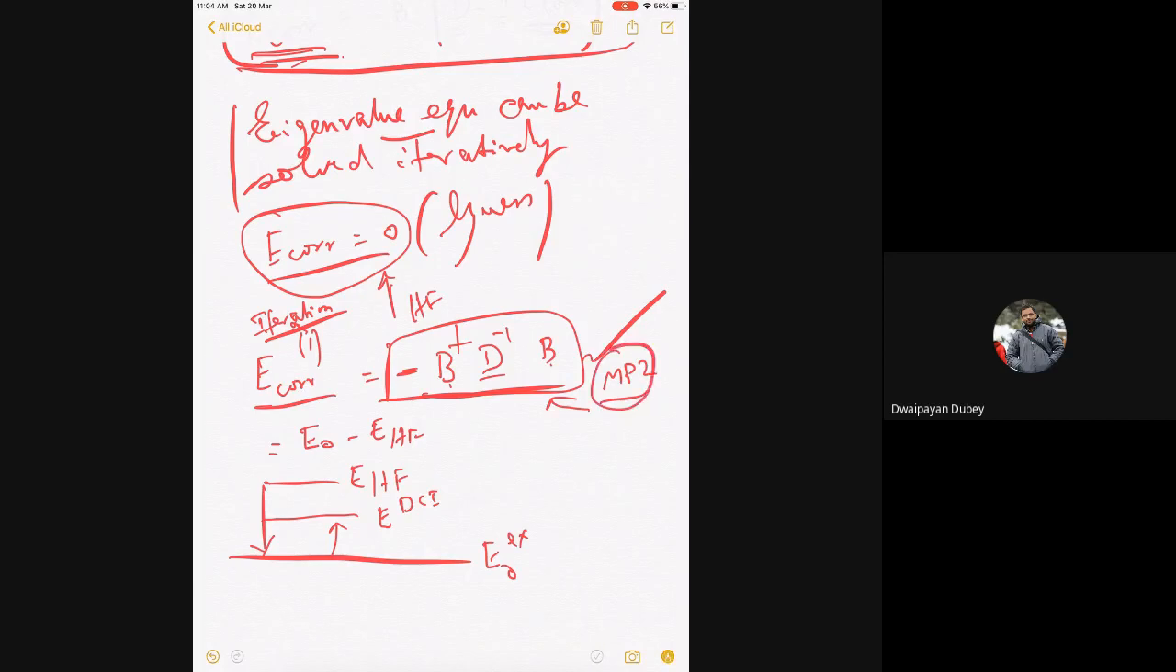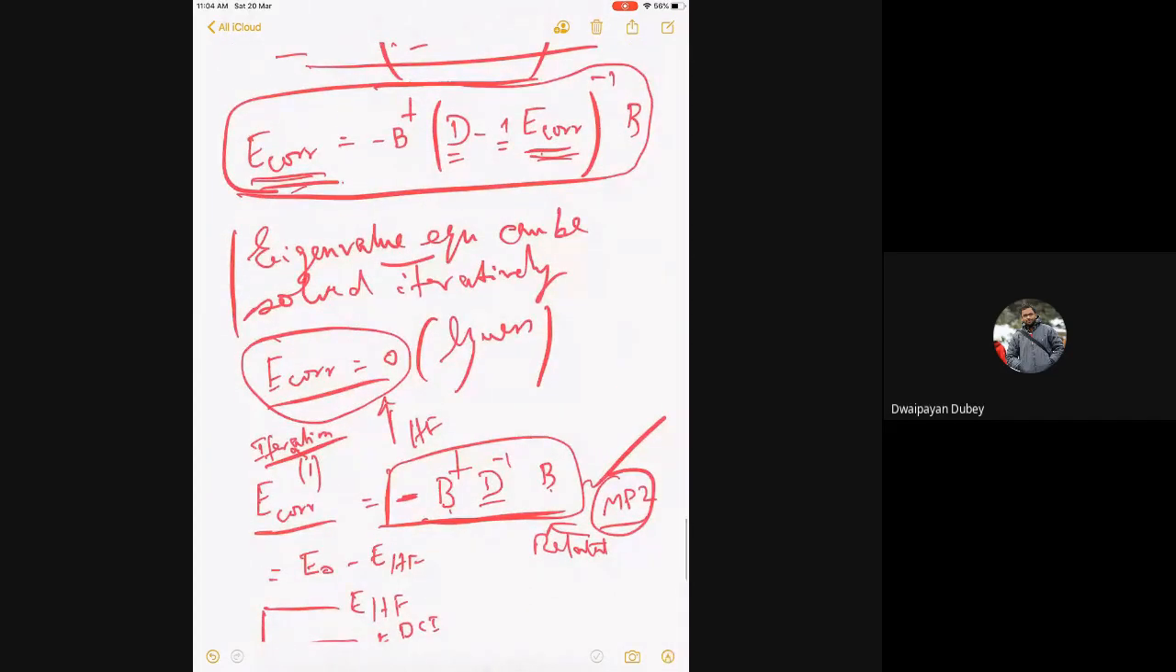We'll see this later. You are expanding the D minus E correlation inverse. I am not expanding. No, I'm doing it in an iterative manner, which means the first guess was E correlation is 0. I put this here. I take a B dagger D inverse B. Then, so in a way it is expansion. You can say that. But I'm not generating it by expansion.